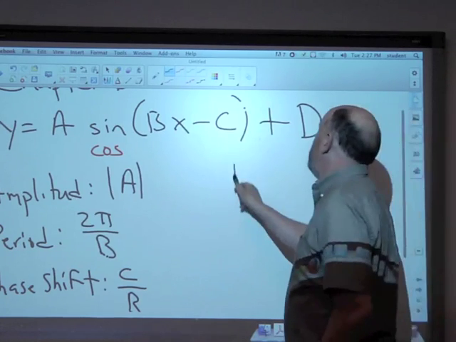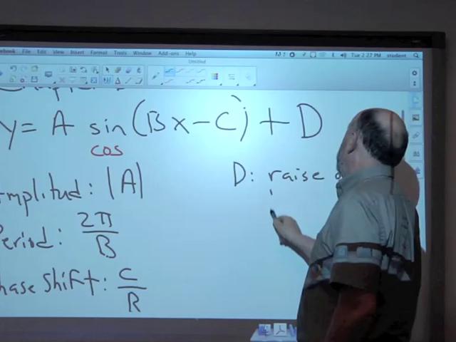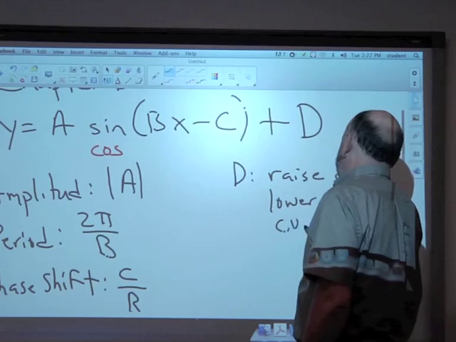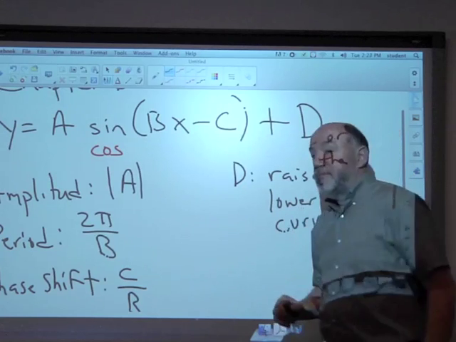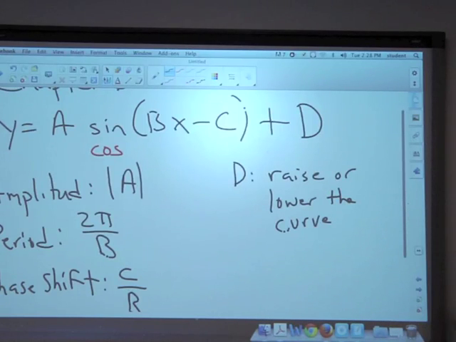The d term will either raise or lower the curve. This is what we saw with the exponential and logarithmic functions, where the plus 4 at the end took the whole curve and raised it up 4. Minus 4 dropped it 4. It would be the same thing here. If it's a positive number, it takes the whole sine wave or cosine wave and raises it that many units. If it's a negative number, it drops it that many units.